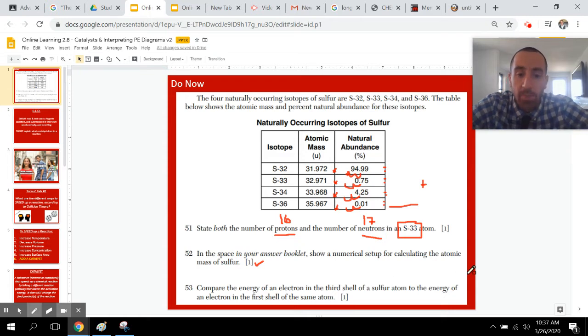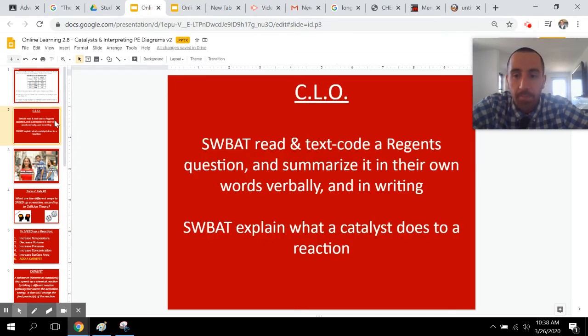Number 53, compare the energy of an electron in the third shell of a sulfur atom to the energy of an electron in the first shell of the same atom. It's a memory-based type question. As you get farther away from the nucleus, those electron shells have more and more energy, okay? So essentially, an electron in the third shell would have more energy than an electron in the first shell. That's just something that you have to remember. All right, so those are your do now questions, and we're going to move on.